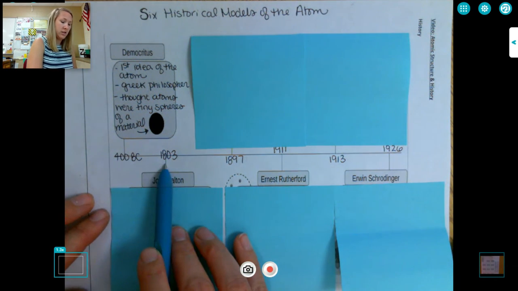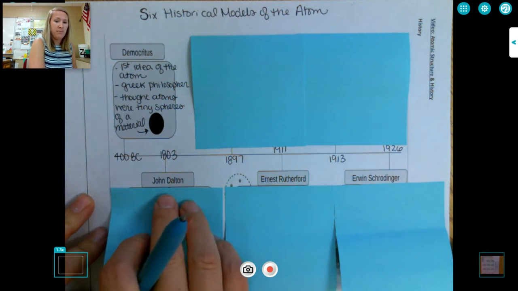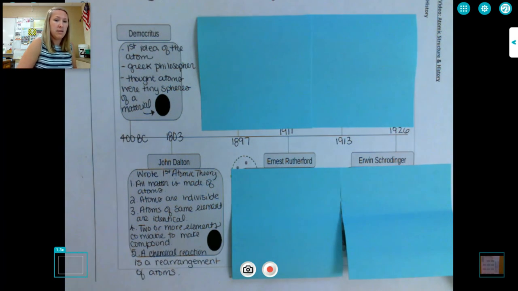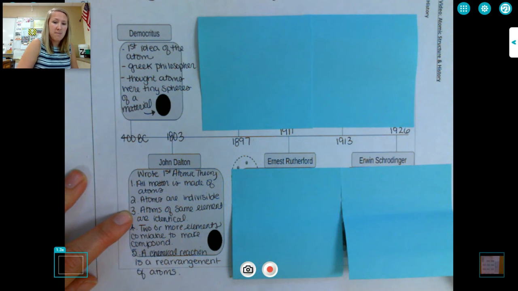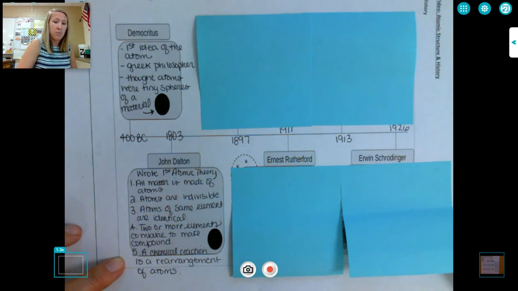Then it took until 1803 for the next major discovery in the historical model of the atom. So we have John Dalton. John Dalton wrote the first atomic theory that has been published and was recognized by his peers. He said in his atomic theory that all matter is made of atoms. He said that atoms are indivisible, atoms of the same element are identical, 2 or more elements can combine to make a compound, and a chemical reaction is a rearrangement of atoms. He was right on 3 out of the 5 things that he came up with.